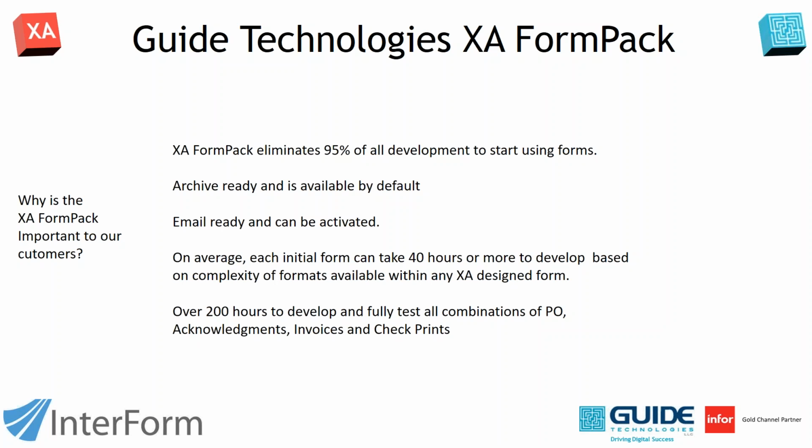And so it takes a while to develop, let's say, a PO form. That one actually took many more hours than 40, but on average, it's been about 40 hours per form. So if you were to develop all five forms, we'd be talking somewhere around 200 hours of development time internally to just build out the forms that you can buy with this one package.